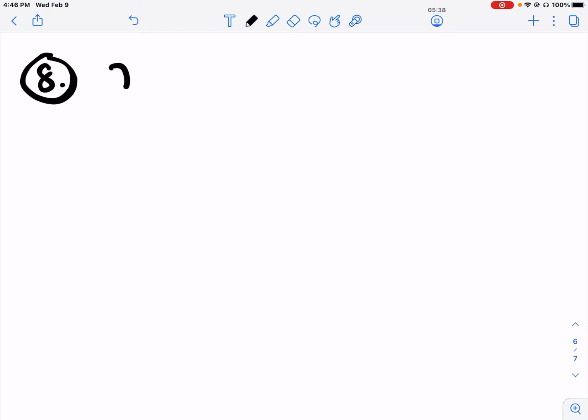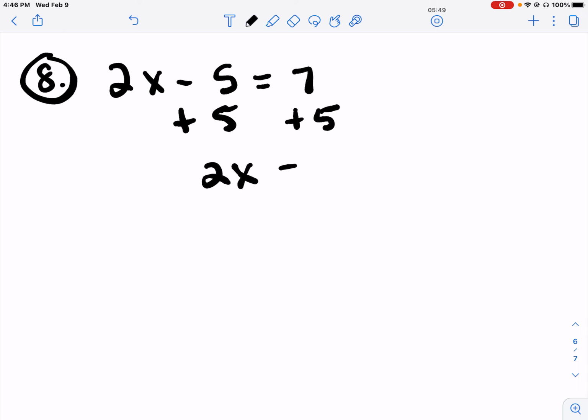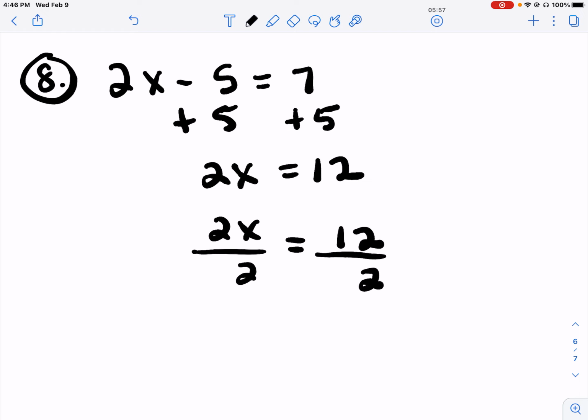Okay, solving equations. I want to get x by itself. Add 5. Divide by 2. Those 2's cancel. X equals 6.